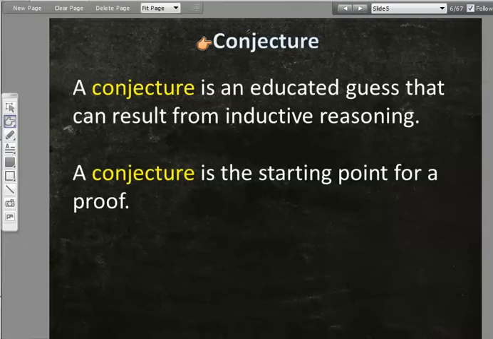Now let's review a little bit about a conjecture. A conjecture is an educated guess that can result from inductive reasoning. So you're doing some inductive reasoning and then you come up with an idea. That's what's happening. A conjecture is the starting point of a proof.